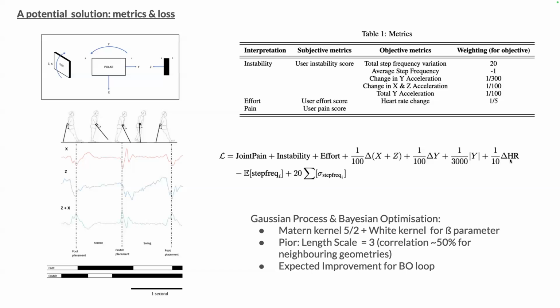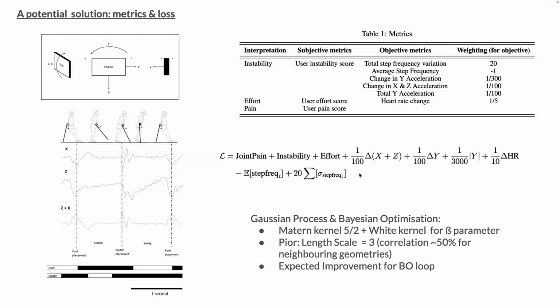And then finally, we add the change in heart rate from the start of the crutching period to the end, the average step frequency for each bout, and the step frequency standard deviation. So again, if you are crutching well, as you are stepping through, you're not going to have much change over the frequency. But if suddenly you take a misstep, that's going to show up in this loss. So we take all of these and put them as a combined subjective and objective loss.